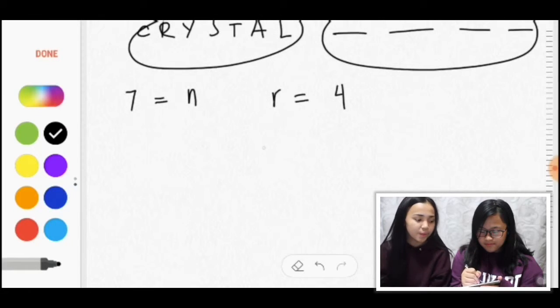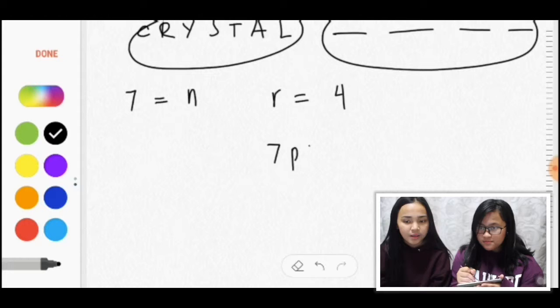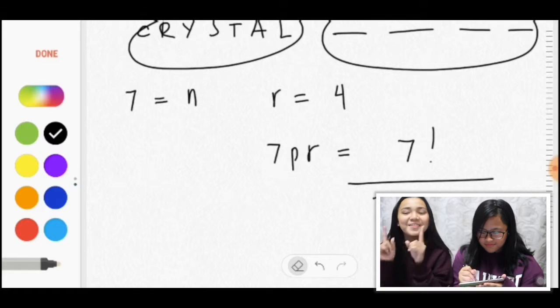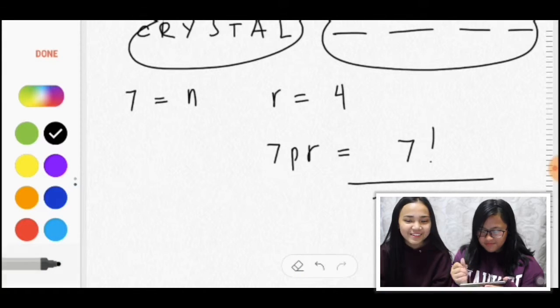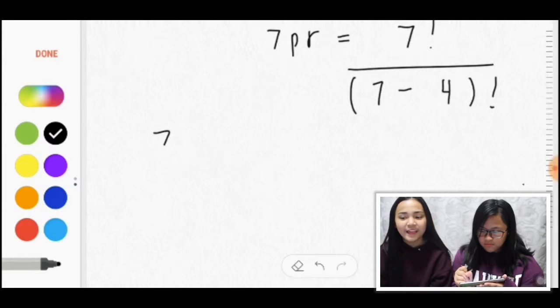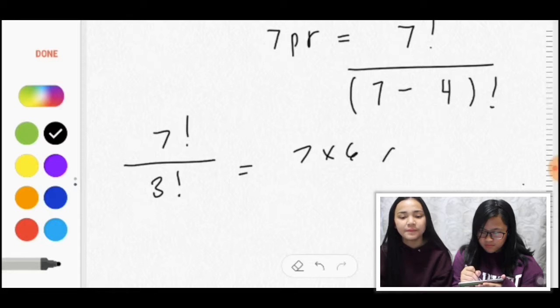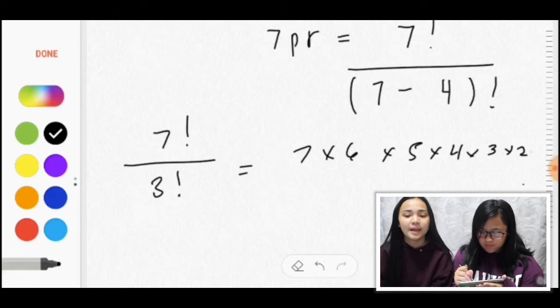So it will become 7Pr equals 7 factorial over 7 minus 4 factorial. In result, it will become 7 factorial over 3 factorial, and that is equal to 7 times 6 times 5 times 4 times 3 times 2.